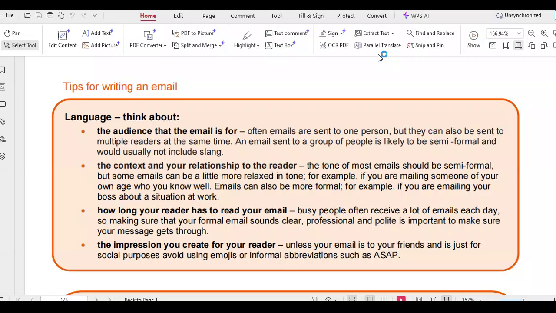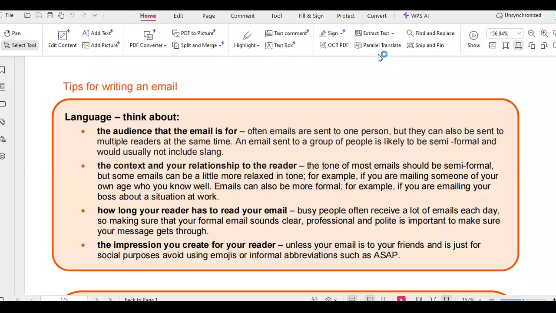Let's discuss from the beginning. Number one, the audience the email is for. We should consider our relationship with the person we are emailing. Sometimes an email is sent to one person, such as a teacher or a friend, and sometimes it is sent to many people at the same time, such as a group of colleagues or classmates. So if you are sending an email to a group, it should usually be semi-formal.